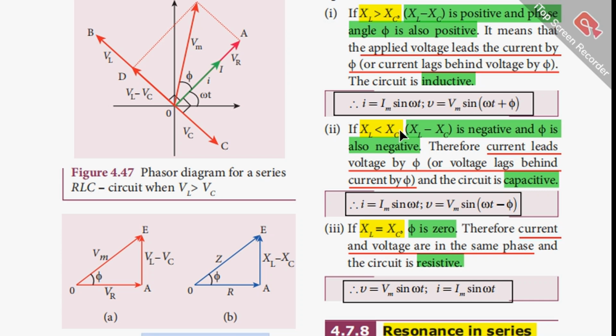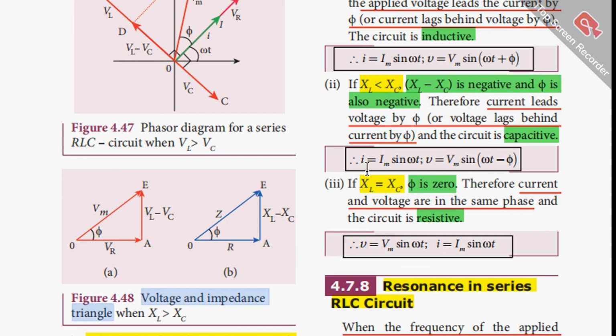Now let us consider the second case in which XL is less than XC. That means XL minus XC is negative and phi is also negative. Therefore, the current leads the voltage by phi, or the voltage lags behind the current by phi, and therefore the circuit is said to be capacitive. And the instantaneous values of current and voltage are given by these expressions: I equal to Im sin omega t and V equal to Vm sin of omega t minus phi.